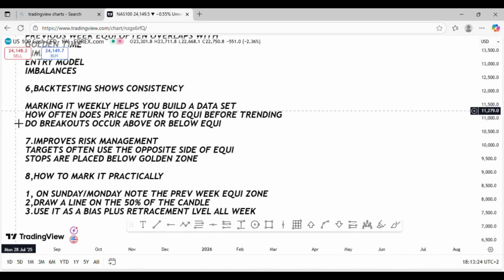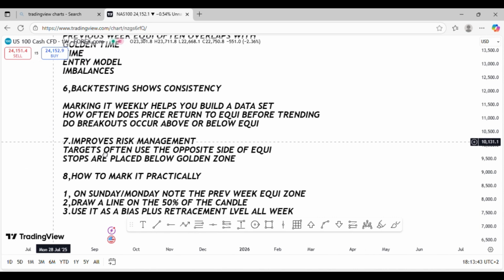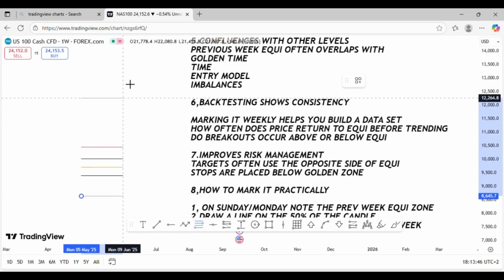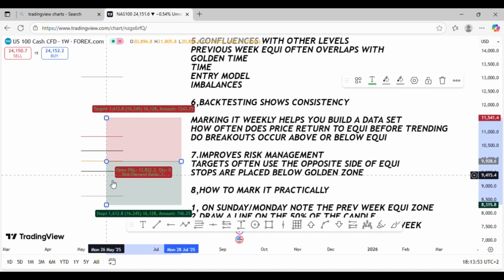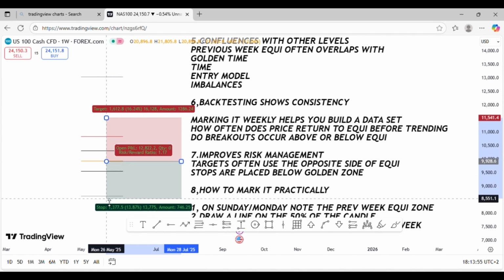You understand? So number 7, it improves risk management. Knowing equilibrium helps place stops, guys. Logically so. It helps you to place stops. Logically so. Because stops are always placed below the golden zone. What do I mean? This is your golden zone. Once you enter somewhere here, your stop loss should always be below this golden zone, a few pips away.